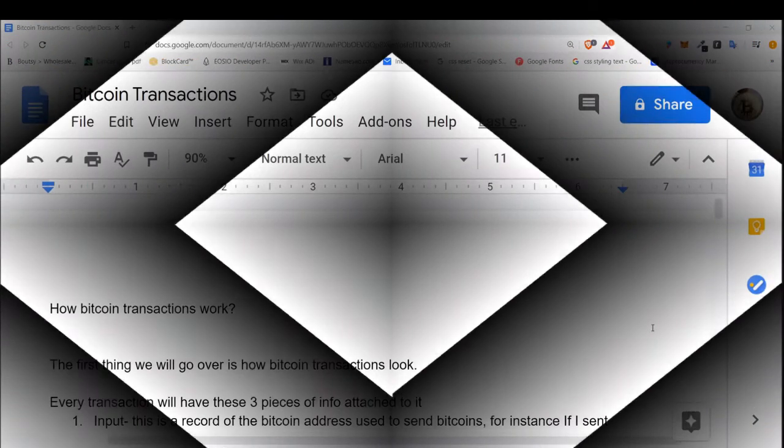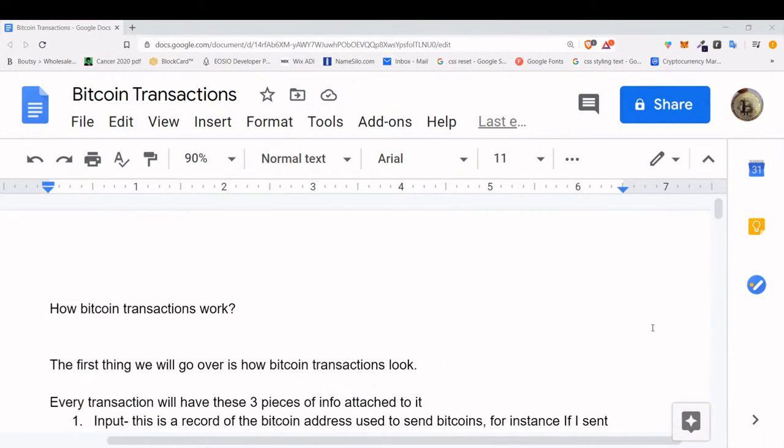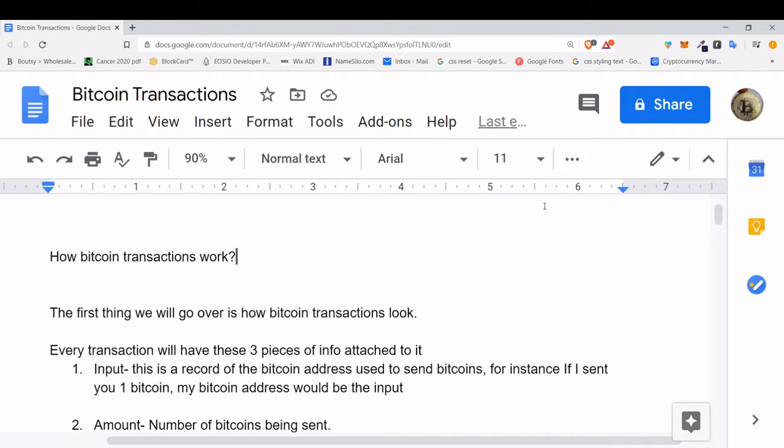Hello, in today's video we're going to go over how Bitcoin transactions work. Just kind of a basic understanding for people that don't know yet. So the first thing we'll go over is how Bitcoin transactions look.